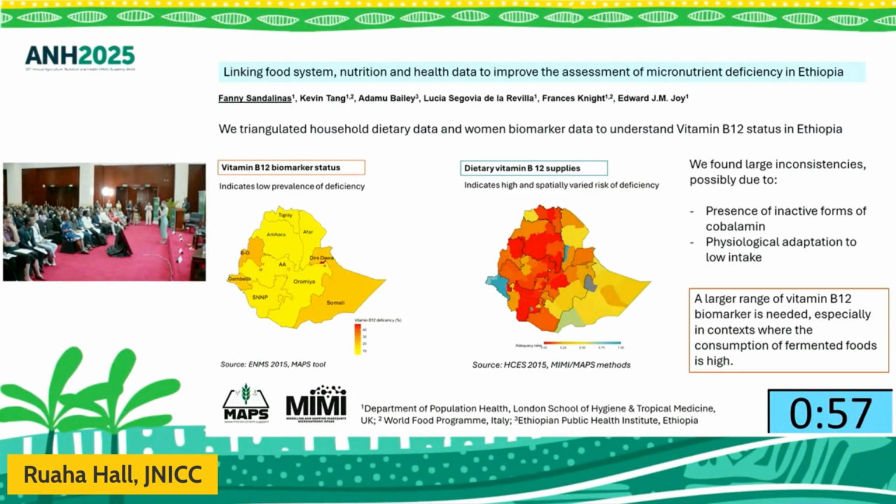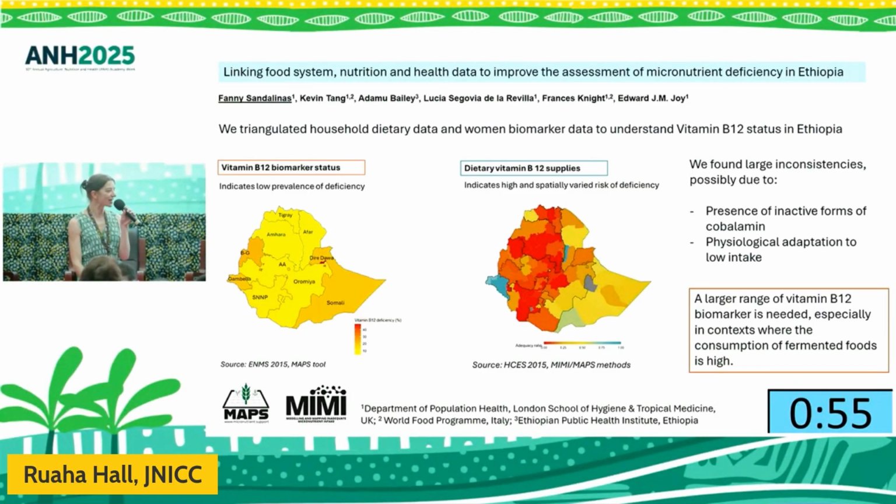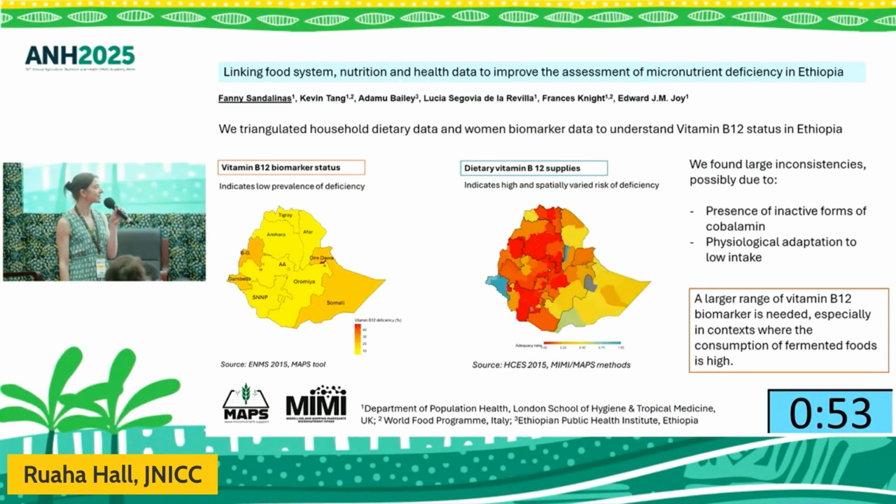Hi, so I present here two maps. On the left, you have vitamin B12 status in women in Ethiopia assessed by biomarker. And on the right, you have the low intake of vitamin B12 in the diet. So these two maps look very different. People don't eat vitamin B12, but they are not deficient.